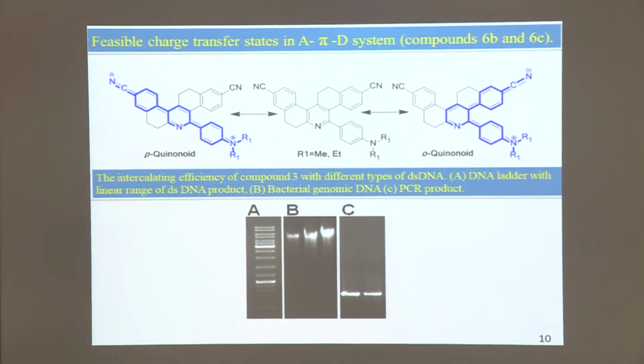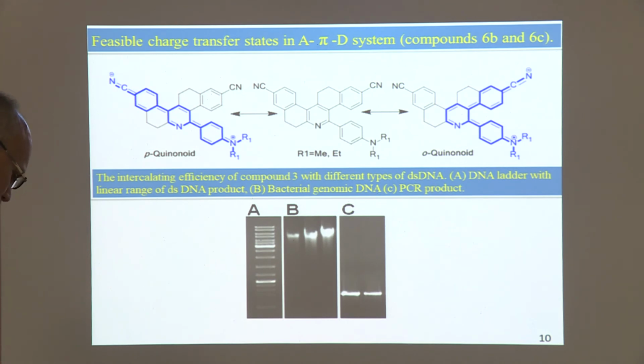So next we went to the application of this compound. What is the application we can have? Normally this type of fluorescence material is used as an intercalating agent in DNA identification. So we did the DNA identification with dsDNA: DNA ladder with linear range of dsDNA product, bacterial genomic DNA, and PCR product. With these three we did the intercalating studies. So it is intercalating very well.